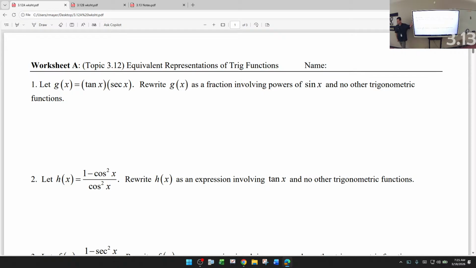Take a quiz. Notes 3.13. Take a quiz. Homework 3.13. 3.12 homework questions. Anything? Or 3.11, I guess we could do that too, if you had anything.